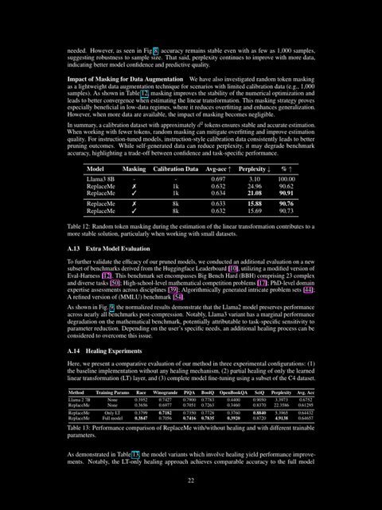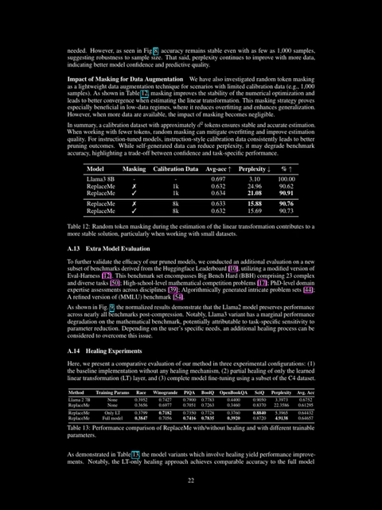To further validate the efficacy of our pruned models, we conducted an additional evaluation on a new subset of benchmarks derived from the Hugging Face Leaderboard 10, utilizing a modified version of Harness 12. This benchmark set encompasses Big Bench Hard (BBH) comprising 23 complex and diverse tests 50, high school level mathematical competition problems 17, PhD level domain expertise assessments across disciplines 39, algorithmically generated intricate problem sets 44, and a refined version of the MMLU benchmark 54, as shown in Fig 9.